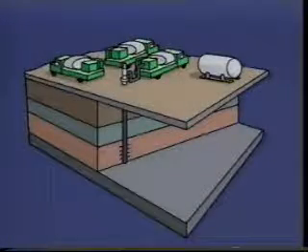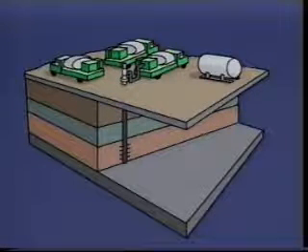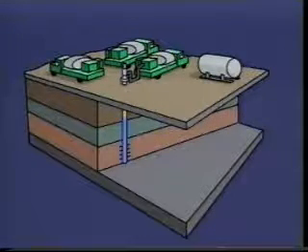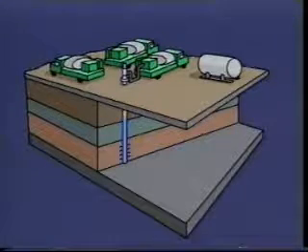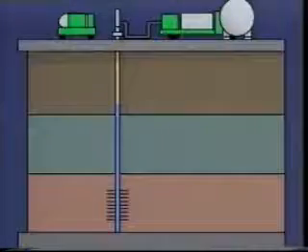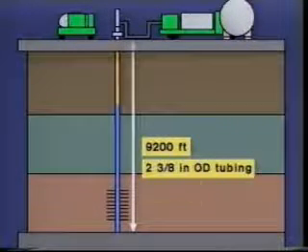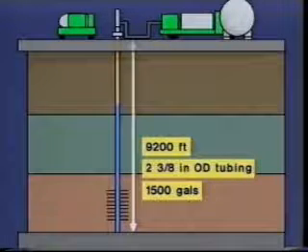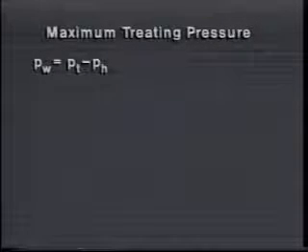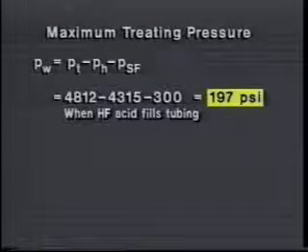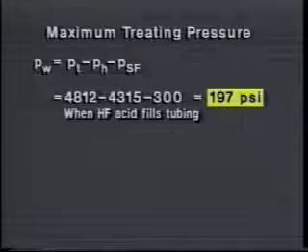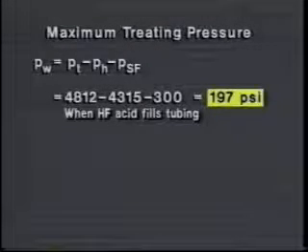Finally, to determine the maximum treating pressure, we consider the depth of the well and the total hydrostatic head of the fluids in the tubing. In our example, this involves looking at the 9,200-foot 2 3/8 inch OD tubing and its 1,500-gallon volume. The maximum surface treating pressure is equal to the bottom hole fracture pressure minus the hydrostatic pressure minus the safety factor. Completing this calculation yields a maximum surface treating pressure of 197 psi.